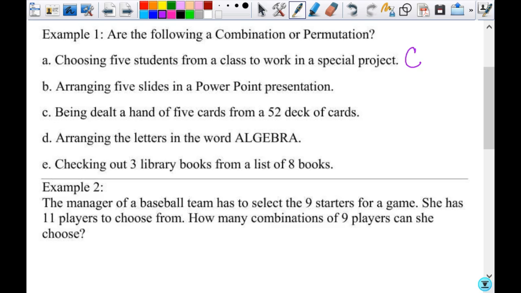I can use these exact same problem situations and change the question just a little bit, and it can change it from one to the other, from permutation to combination. So don't think just because it's always a group project that it's a combination. All right, good, thank you.